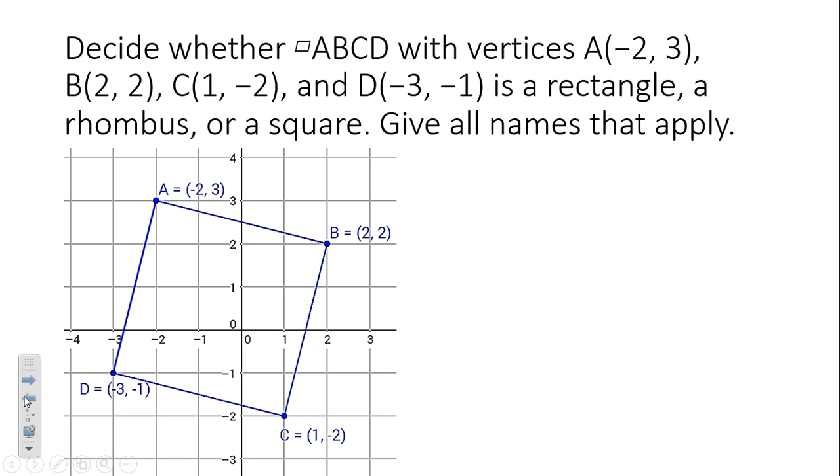All right. So, first impression when you look at it, what do you think? I think we're going to have to use measures. Got to find some side measurements. I agree. Because to be a rhombus or a square, we have to see if the consecutive sides are congruent. Okay?